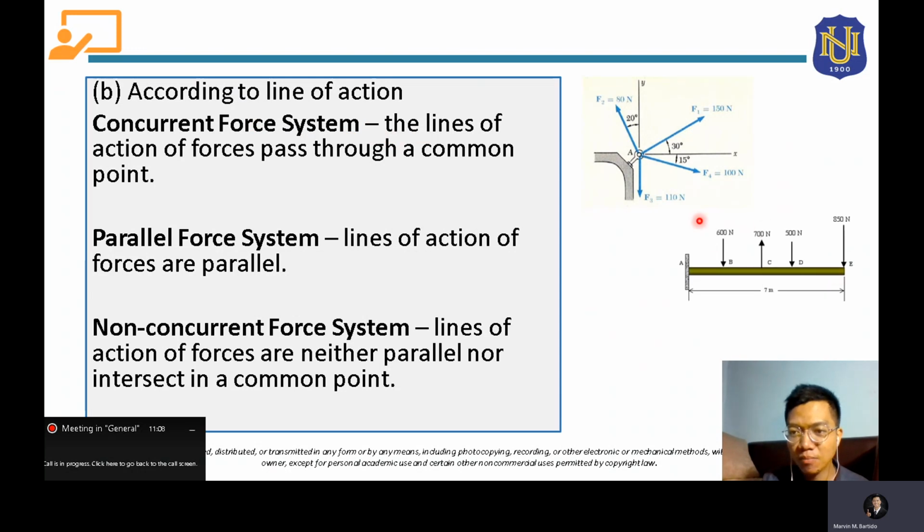Now the second example is an example of a parallel force system. As you can see, the forces here are all parallel, right? The third example is a non-concurrent force system. As you can see here, even if you extend the lines of action of these forces, they will not all meet at a common point. So this is a non-concurrent force system. And this is also not a parallel force system, right? So this is really a non-concurrent force system.